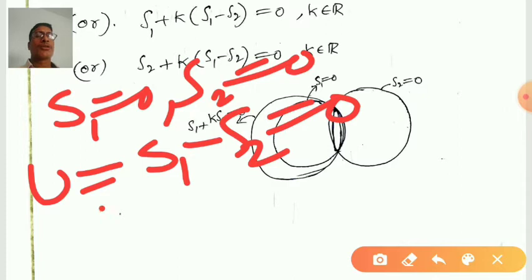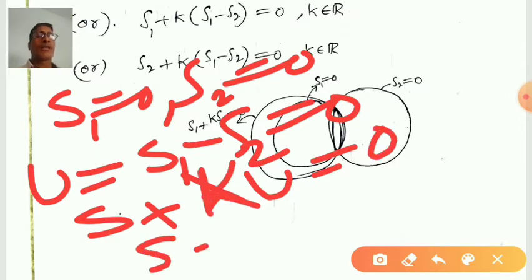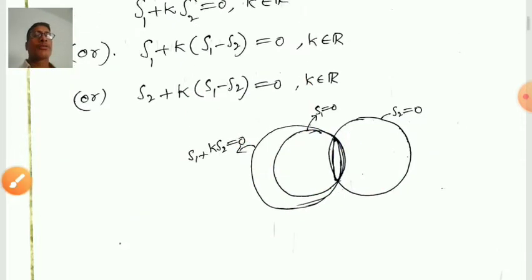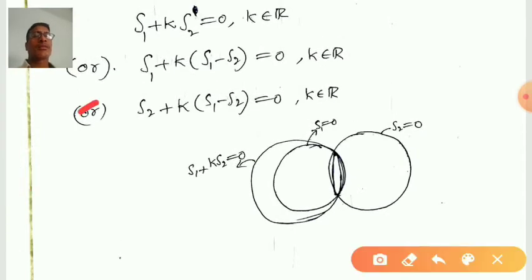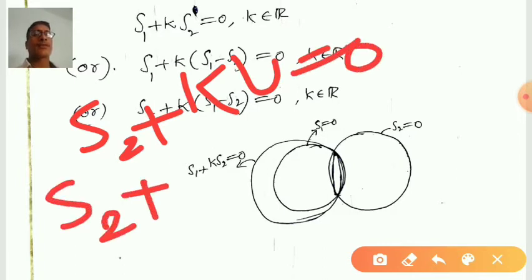Therefore, we can find any sphere passing through the circle with the equation S + λU = 0 or S + kU = 0. In this case, we will get S1 + kU = 0, that is, S1 + λ(S1 - S2) = 0. Or also S2 + kU = 0, which can be written as S2 + k(S1 - S2) = 0.